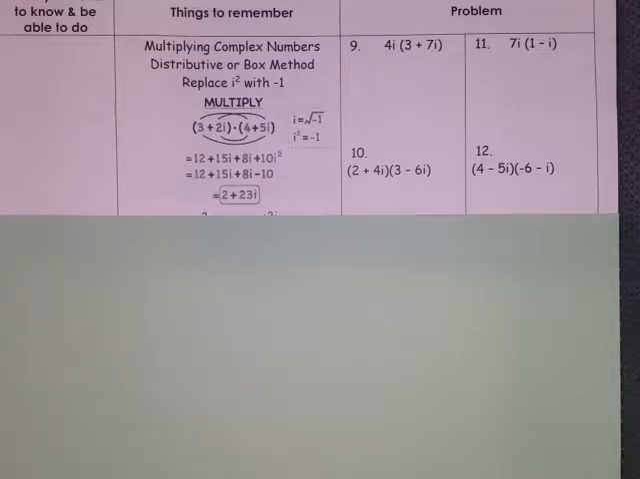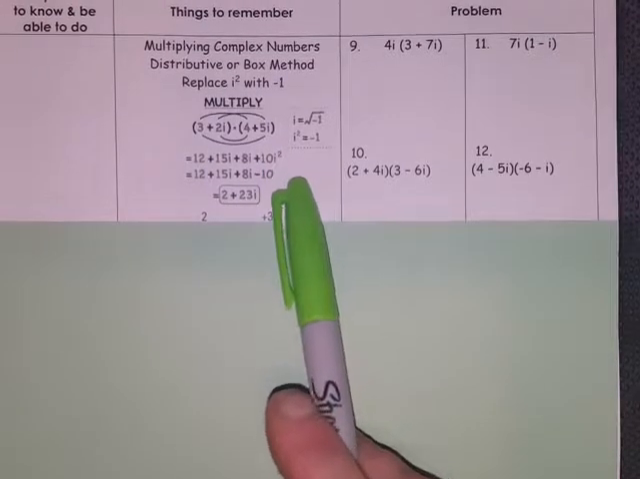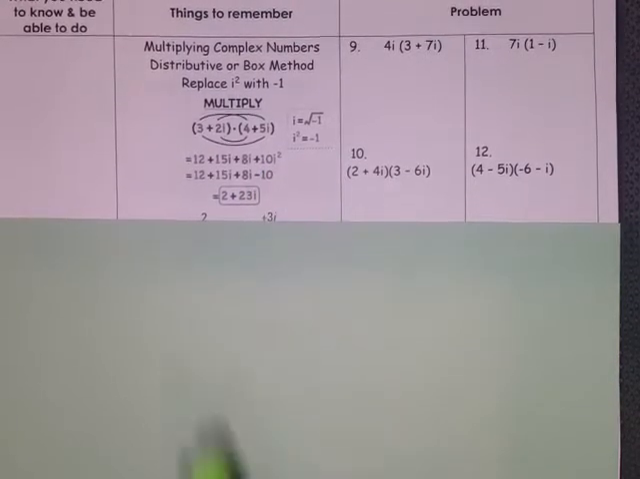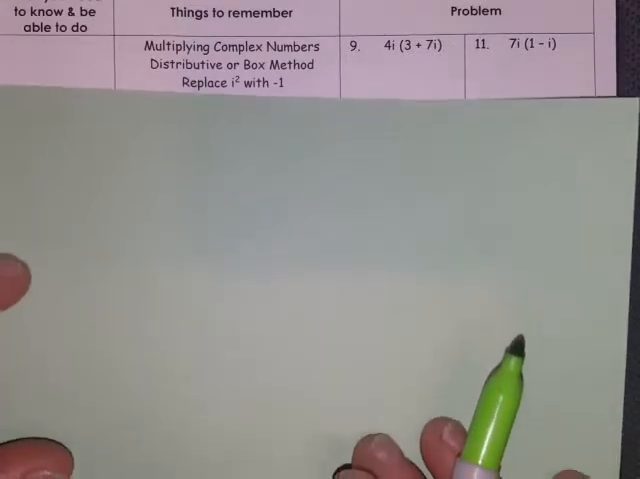Now the one thing we do have to remember is that when we have i squared, that i squared is equal to negative 1. So any term that contains an i squared, what's going to happen is when this i squared becomes a negative 1, it changes the sign of the term, and the i's go away. All right, so let's look at a couple of these problems.